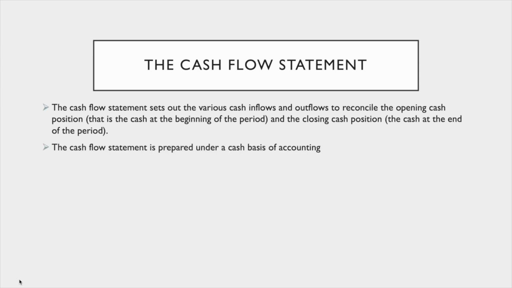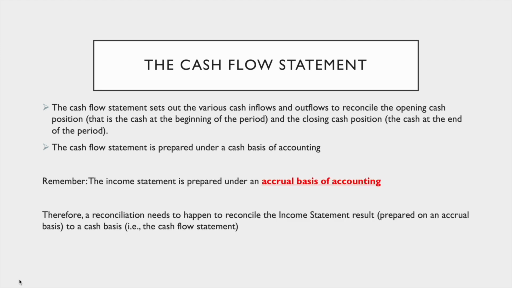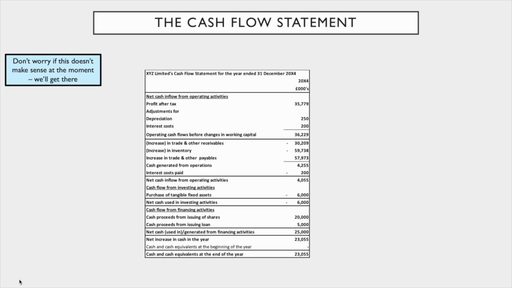The cash flow statement is effectively prepared on a cash basis of accounting. So remember, we said the income statement is prepared on an accruals basis of accounting. So therefore, in preparing our cash flow statement, there needs to be a reconciliation to take our income statement result, which is prepared on an accruals basis of accounting, to a cash basis. So we're going to just show you an example of that reconciliation process in the next slide here.